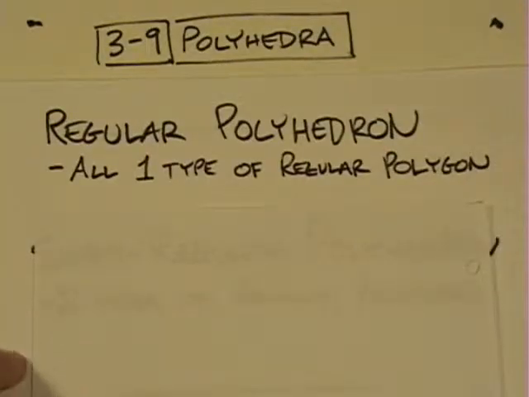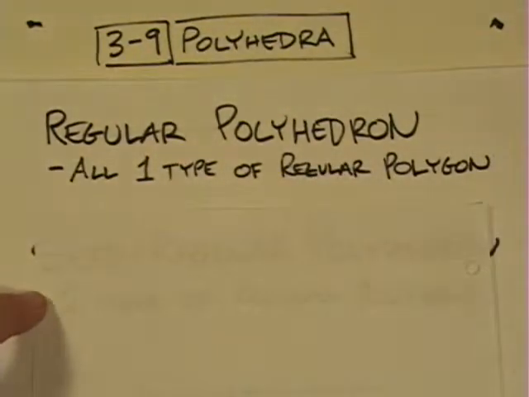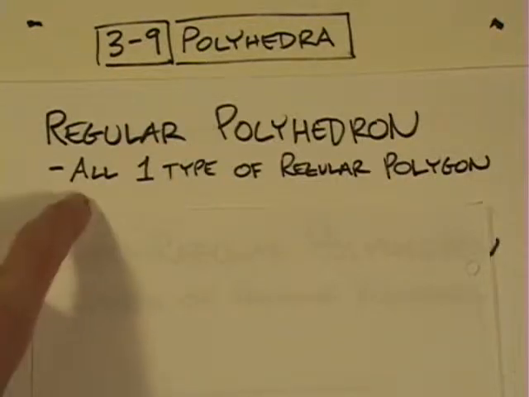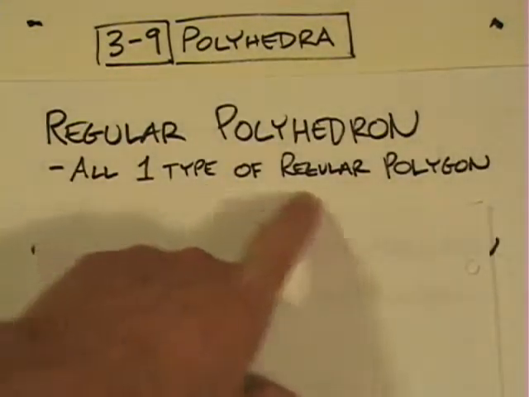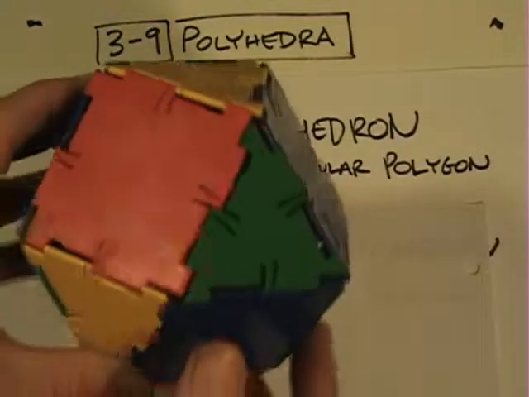Okay, so just to review, regular polyhedra are those 5 types that I've shown you where they're made of just one type of regular polygon. You can only make the regular Platonic solids, the regular polyhedra, using equilateral triangles, squares, or pentagons, just those 3 types. So then take a look at this thing.